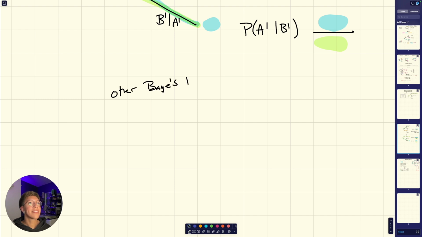The other Bayes' theorem formula is in the formula sheet, and we will leave it for exploration.